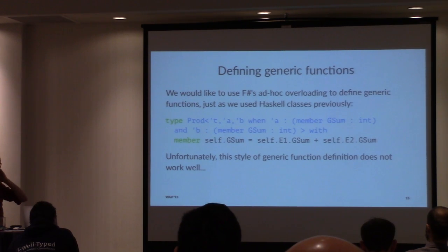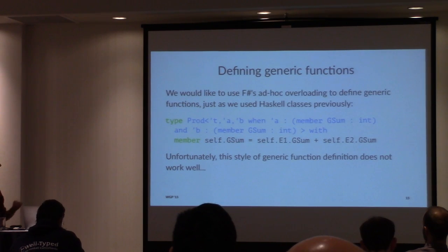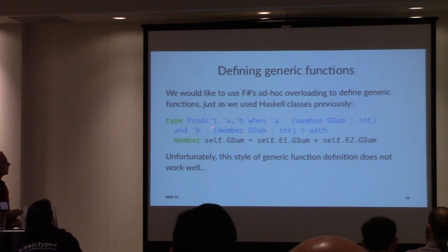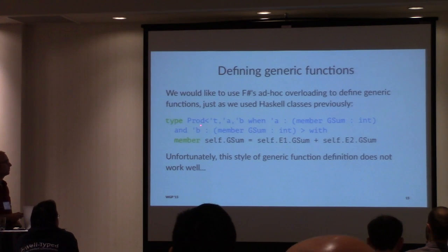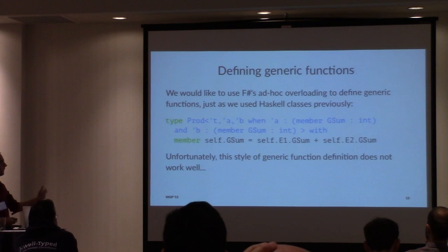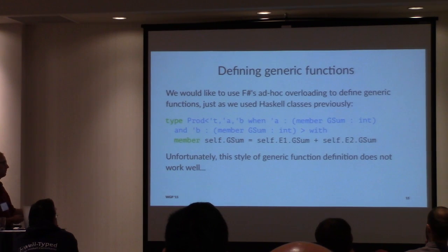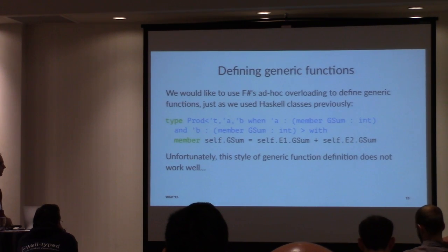So what we'd like to do, if you immediately try to port these ideas from Haskell to F#, is that you might do something like this, where you define some product type, and you say that this product type takes arguments A and B, where A should have a GSUM member, and B should have a GSUM member, and then I can define this member GSUM for products, which just sums up the left thing and the right thing and returns that.